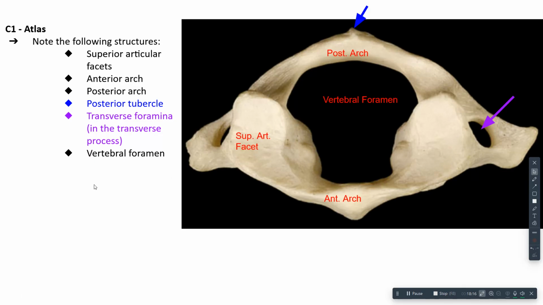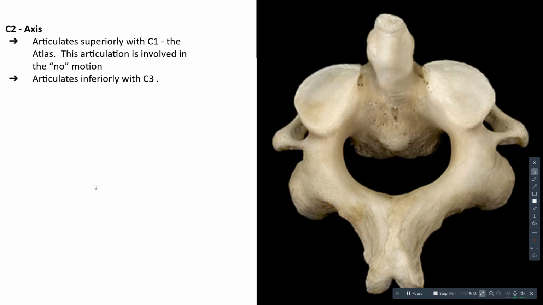All right, so that is our atlas. This bone is the axis. It is more typical than the atlas. It has one weird structure, which you can probably already see. It's this sticky up thing here. This guy is going to articulate with the atlas above him, and that articulation is involved in the no motion. Inferiorly, he's going to articulate with our third cervical vertebra.